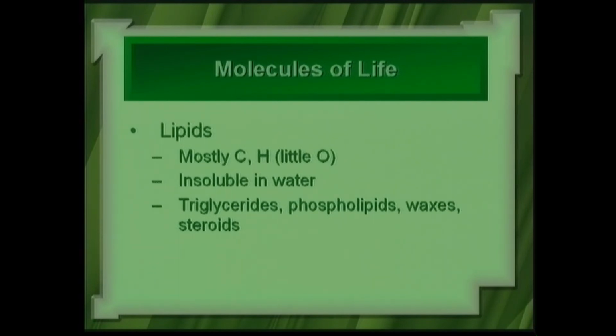Waxes: you touch a leaf, you feel it has a waxy coating on it. That is to help the plant keep from losing too much water through its cells. So waxes are very important in plants, and of course steroids. In us humans, we have cholesterol, we have estrogen or estradiol, and also testosterone. So different kinds of steroids are also very important.